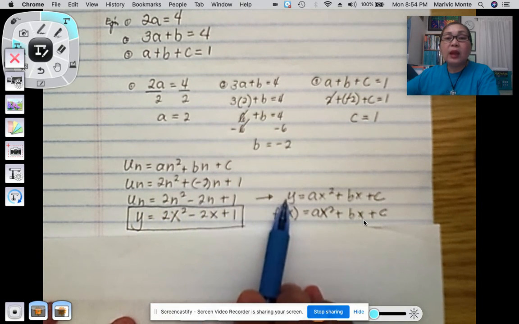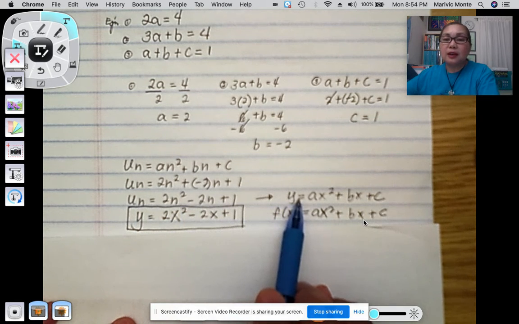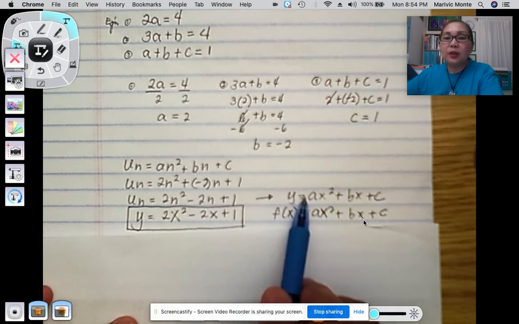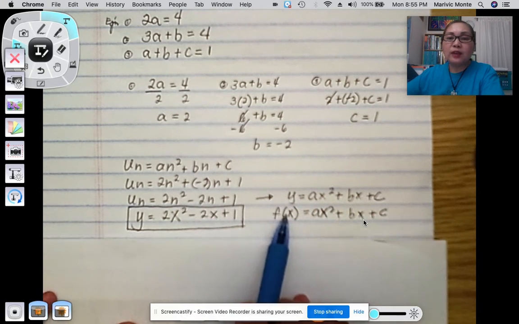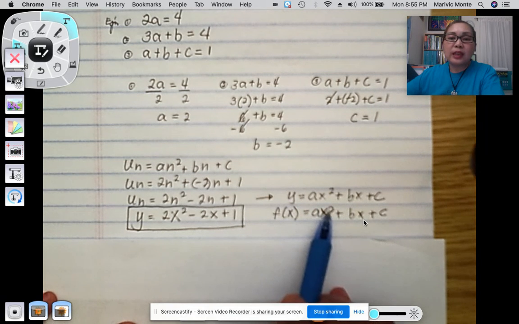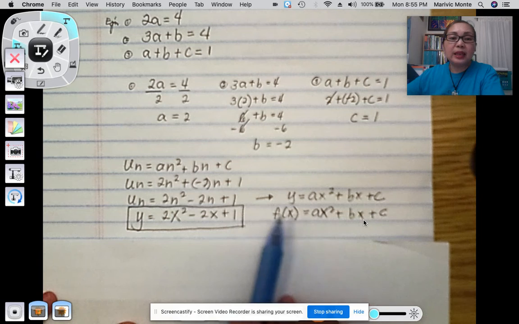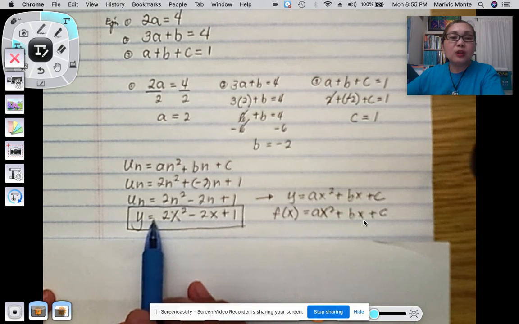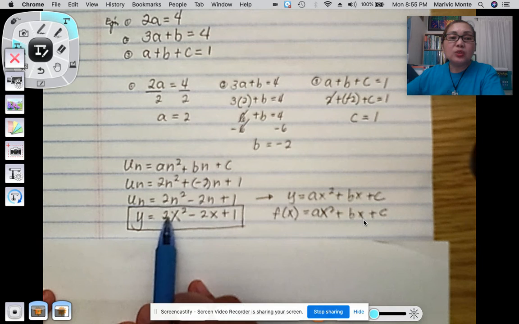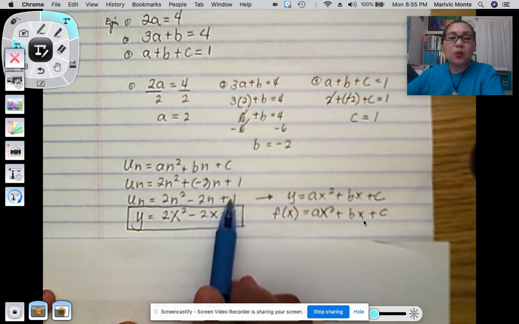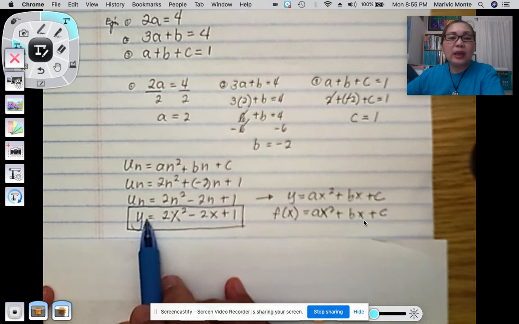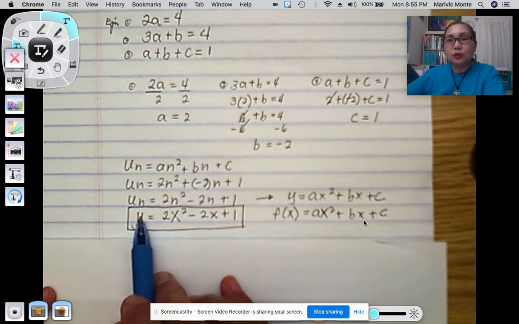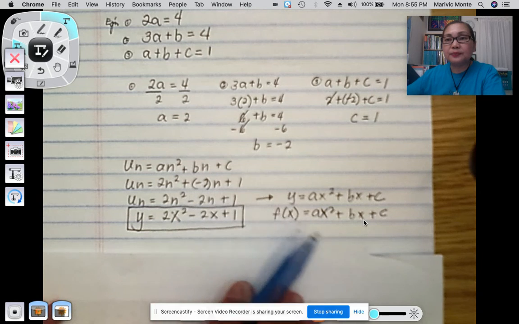Again, a reminder that this is the same as the standard form for the quadratic equation, y equals ax squared plus bx plus c, or you can also write it in function notation, f of x equals ax squared plus bx plus c. So you can also have y equals 2x squared minus 2x plus 1 once you change all the n's into x and your u of n into y. You could also write f of x here, and that would mean the same thing in this case.